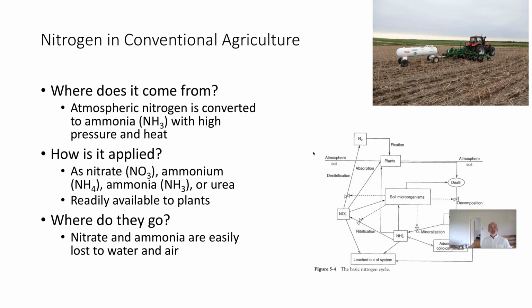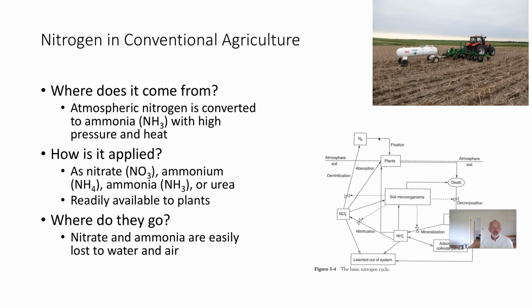The other thing to remember is that in conventional agriculture, we don't rely on fixation by plants. We rely on chemical fixation, where atmospheric nitrogen is converted to ammonia through pressure and heat. Okay, so that's where it comes from in conventional agriculture. You get a high energy use from this chemical process.